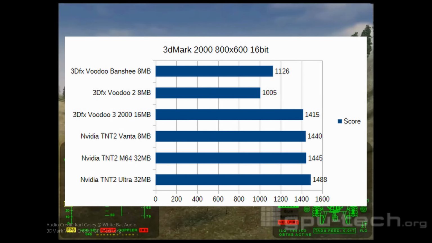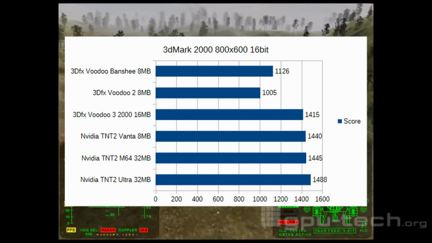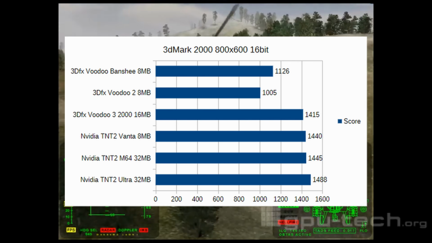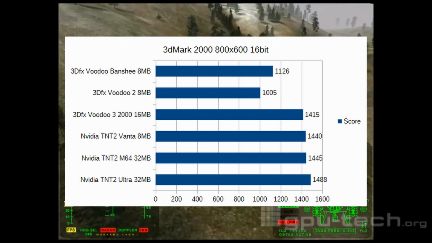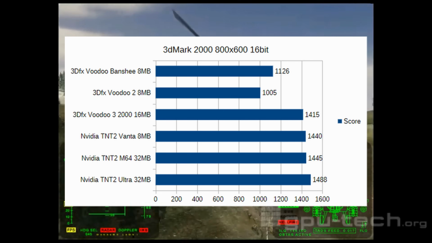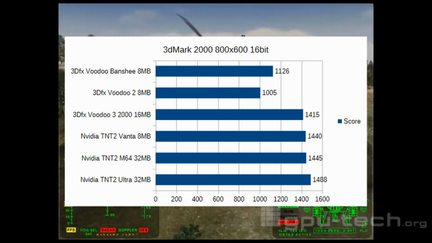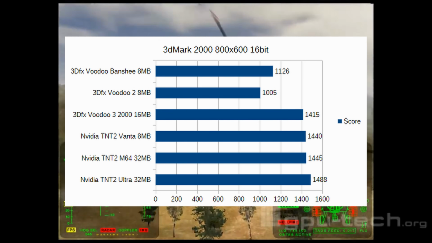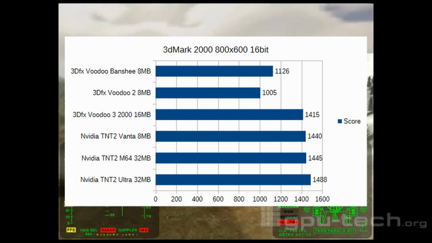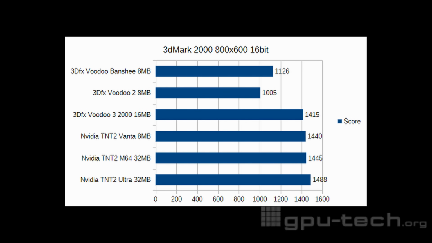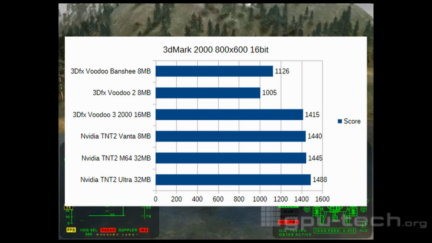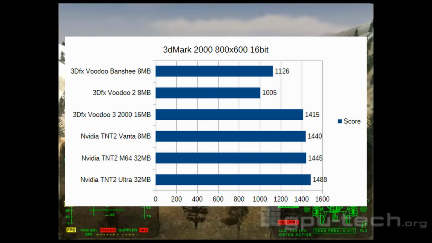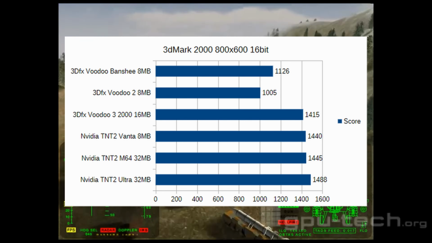And here we have 3DMark 2000, 800 by 600 at 16-bit color. You can see the TNT2 is putting in a decent showing with all its variants, with the TNT2 Ultra up at 1488, and even the Vanta is not that much behind it, potentially showing some sort of CPU limitation going on with the Pentium II 400. We've also got the Voodoo 3 putting in a decent showing, but not quite keeping up with the Vanta. The Voodoo 2 is a fair way back on 1005, and the Voodoo Banshee, most likely due to its high clock speed, is a little bit higher at 1126.